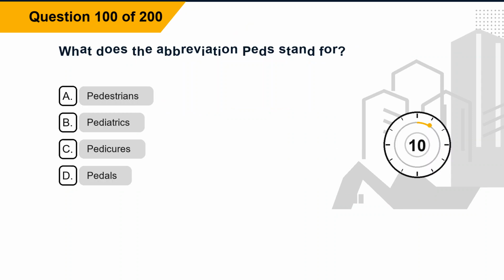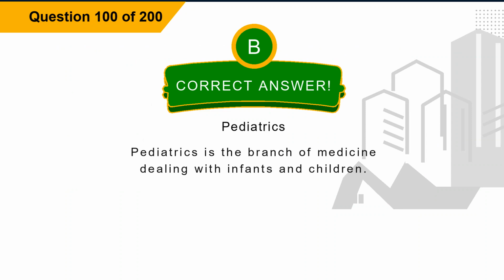Question 100. What does the abbreviation PED stand for? Option A, pedestrians. Option B, pediatrics. Option C, pedicures. Option D, pedals. The correct answer is option B, pediatrics. Explanation. Pediatrics is the branch of medicine dealing with infants and children.